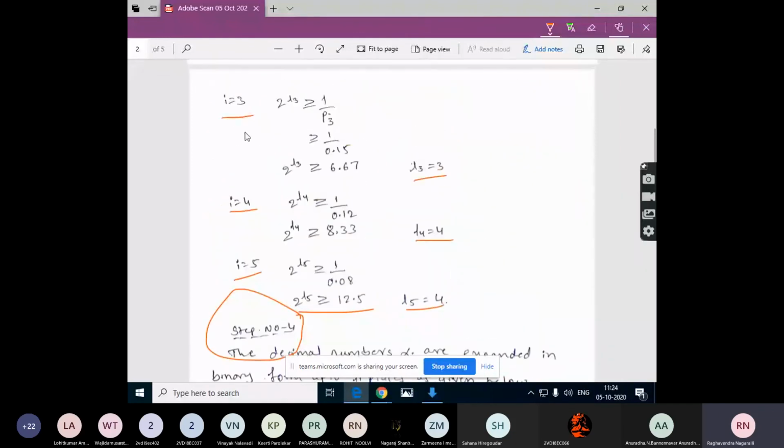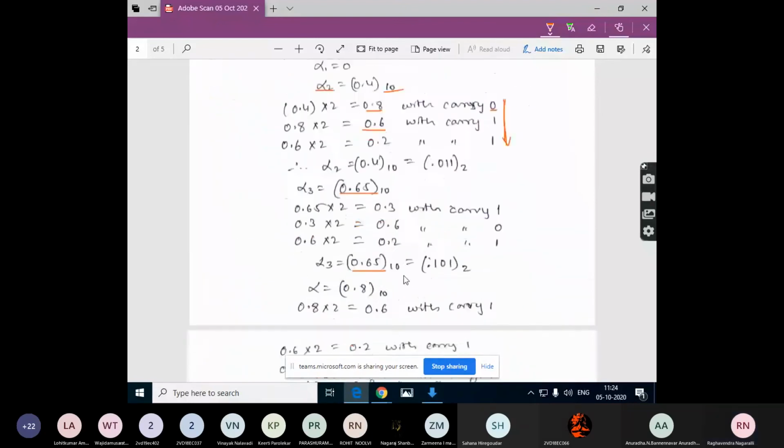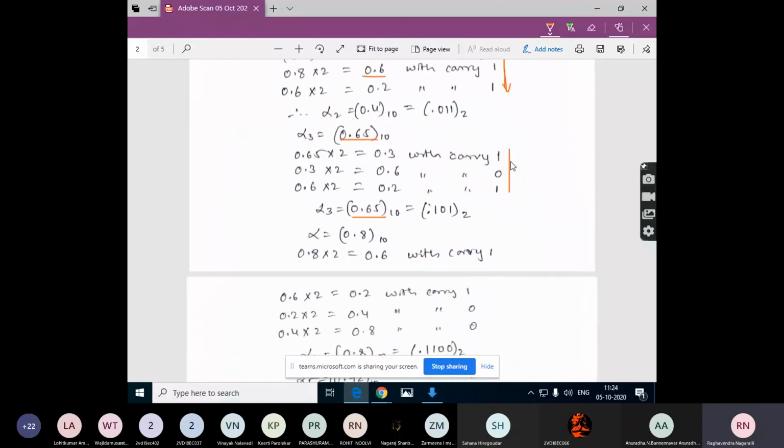Binary form in I is equal to these 3 places. Up to 3 places we have got the expansion, we have got the binary digits, so we can stop here. So alpha 3 is equal to 0.65 in decimal, which is equal to .101 in the binary. Next, alpha 4.